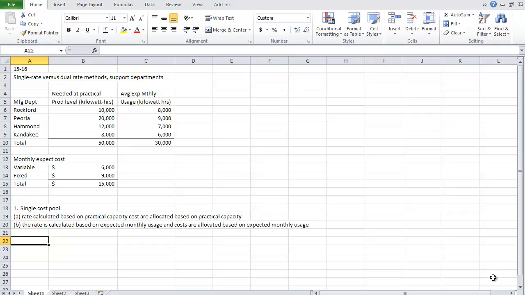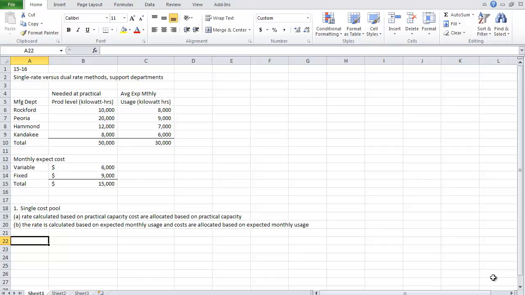One is by using a single rate, which would look at both the fixed and variable components. And the other is to use a dual rate, which would break those components apart. So we're going to demonstrate this again through problem or exercise 15-16, which is on page 567 of our book.